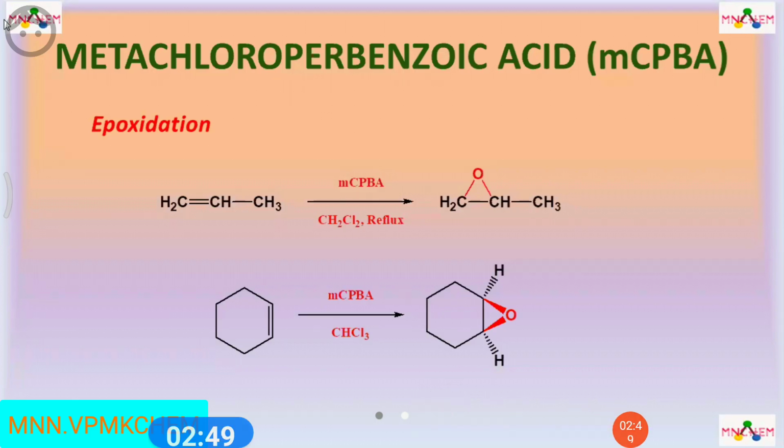So MCPBA is used for the epoxidation of simple alkenes, in which the carbon-carbon double bond gets epoxidized, and this is a stereospecific reaction. Cis alkene will give cis epoxide, whereas trans alkene will give trans epoxide.